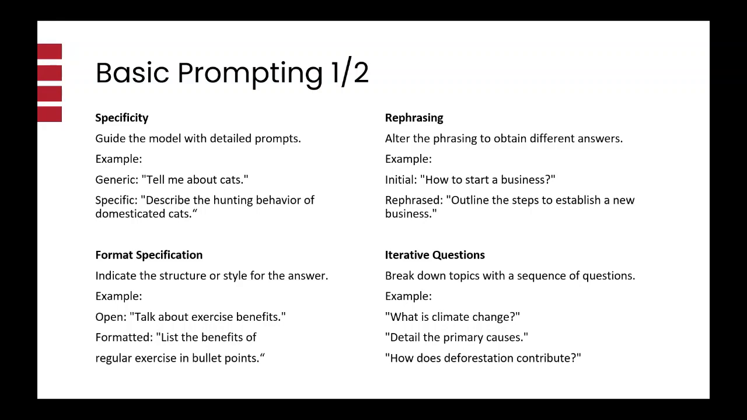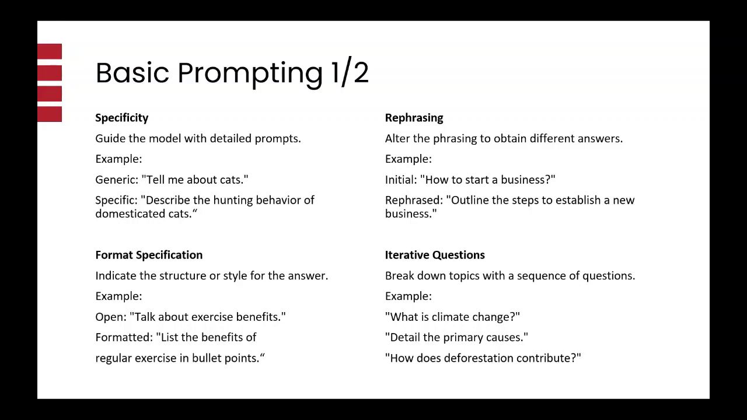So I can ask, list the benefits of regular exercise in bullet points or in a PowerPoint presentation. You can specify the format. We have already seen that one. And also you can rephrase the question to get a different answer. Initially, I asked, you can see the example here, how to start a business. It's a very simple or generic question. Then you can rephrase it to be a little more specific, like outline the steps to establish a new business. Then the answer would be different. So you can try rephrasing your questions to get different answers.